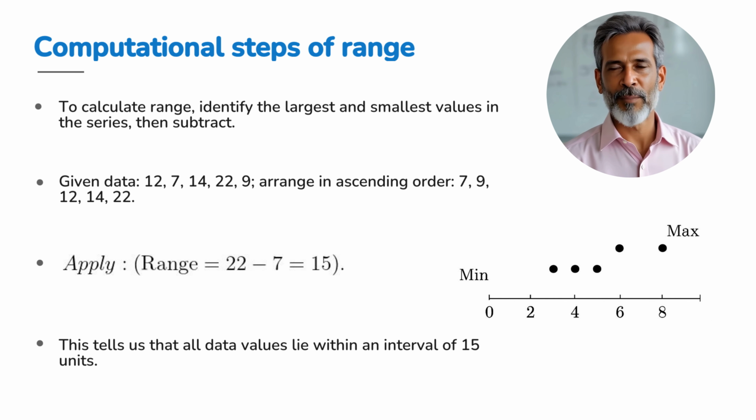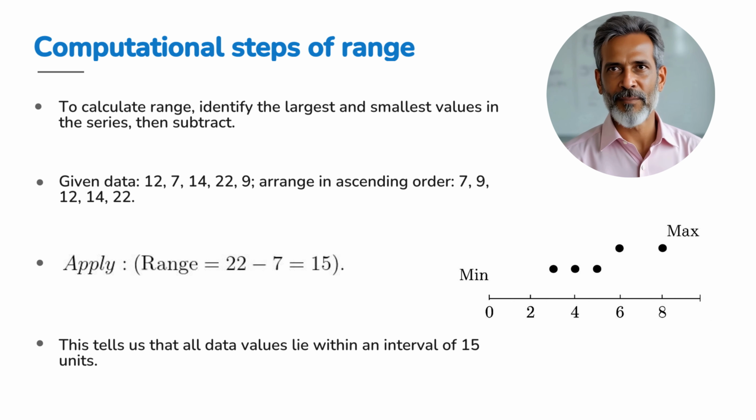Now, the minimum is 7 and the maximum is 22. Applying the formula slowly, range equals maximum value minus minimum value. So, range equals 22 minus 7, which is 15. This tells us that all data values lie within a spread of 15 units. Imagine these numbers on a number line with points marked and the max and min highlighted. You can visually see how the data stretches between those limits. Ready to try applying range in a new example?